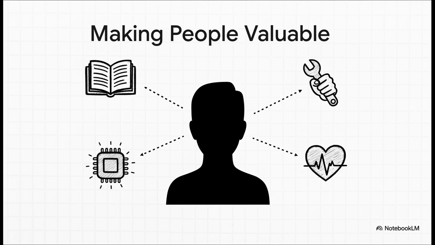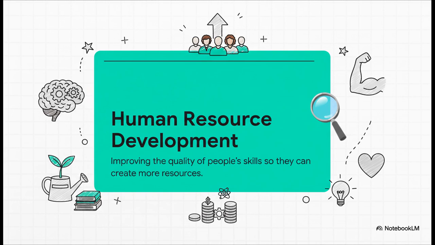So what is it that makes people such a valuable resource? Well, it's things like knowledge, skill, and the technology we create. And things like a good education and good health are absolutely essential. They improve the quality of human resources, which in turn allows us to create even more resources. This whole idea has a name. It's called human resource development, and it's all about improving the quality of people's skills so that they can, you guessed it, create more resources. It's why education and healthcare are so incredibly important.